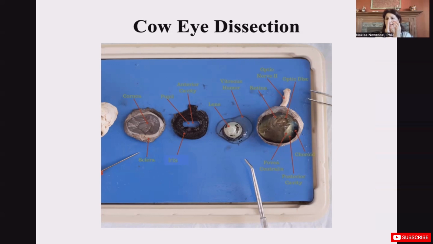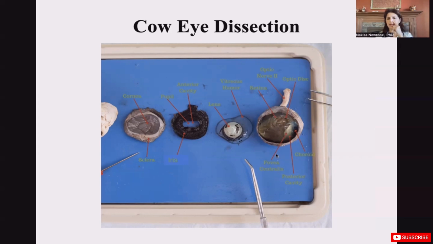Then you have your lens, which looks kind of like a bath bead. And then this vitreous humor is this fluid that keeps the shape of the eye together. It's not really fluid, it's like a jelly substance, vitreous humor. In the posterior cavity, you can see the retina in white. And if I swirl the retina around, it gets stuck somewhere, which is at the optic disc.